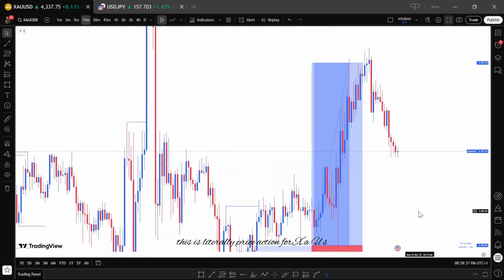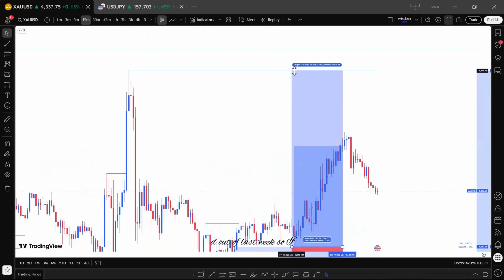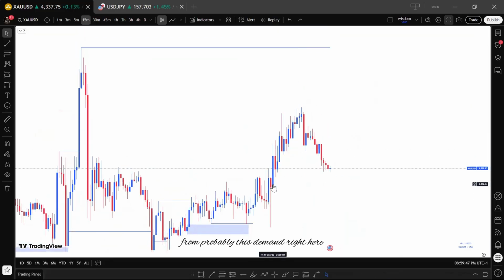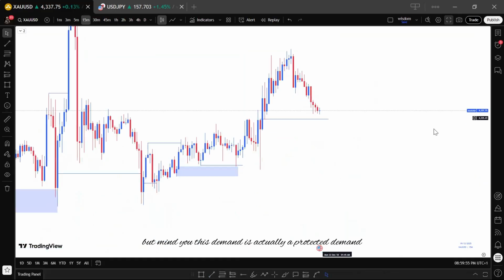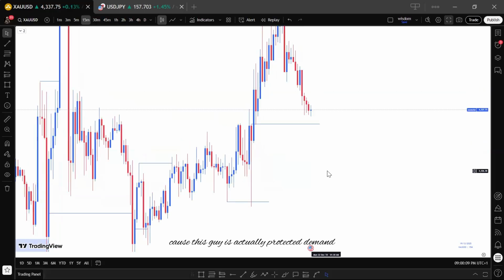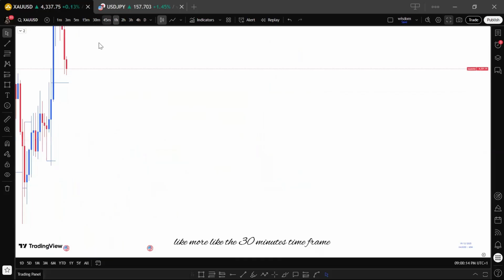So this is literally the price action for XAUUSD out of last week. So next week I'm still expecting more buys to the upside from probably this demand right here. It will be mitigated, but mind you, this demand is a protected demand, so I'm very much confident on this demand. If I get a re-entry, I could still go or possibly add a position on my entry, because this guy is a protected demand.